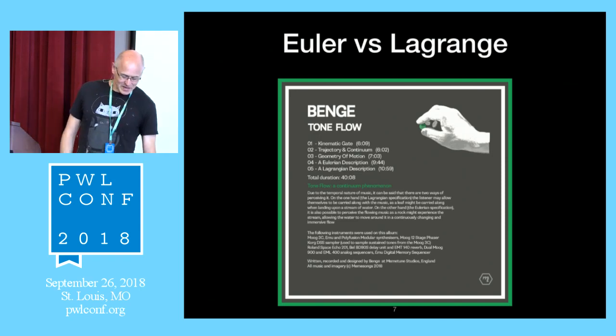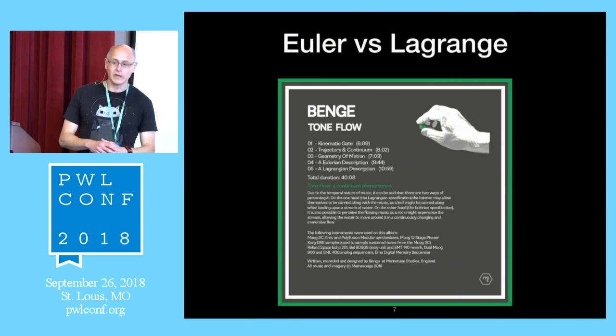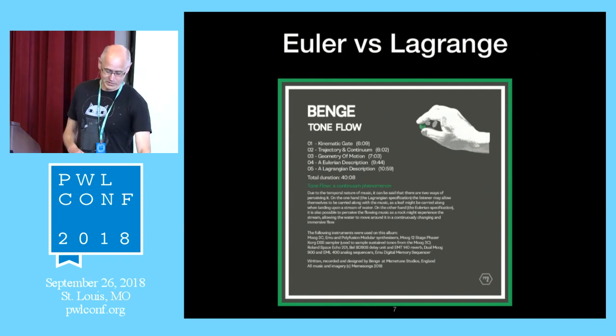So it says, due to the nature of music, it can be said that there are two ways of perceiving it. The Lagrangian specification: in the Lagrangian specification, the listener may allow themselves to be carried along with the music, as a leaf might be carried along on a stream of water. On the other hand, in the Eulerian specification, it is also possible to perceive the flowing music as a rock might perceive the stream, allowing the water to move around it in a continuously changing flow. Okay, this is actually exactly right, and I'll show you what that means.